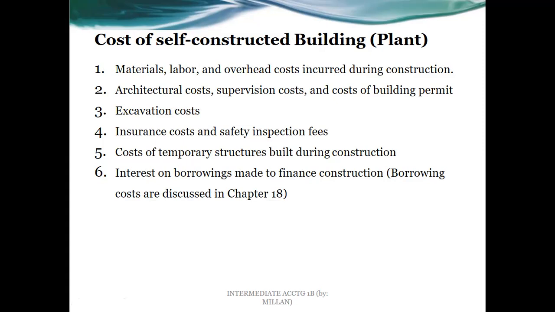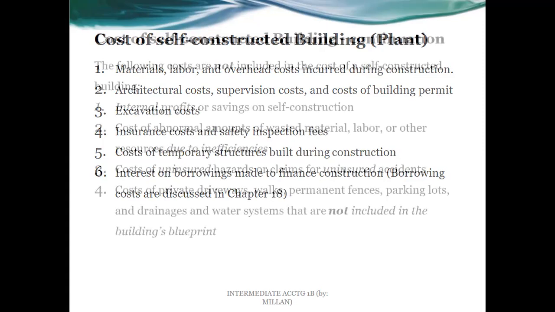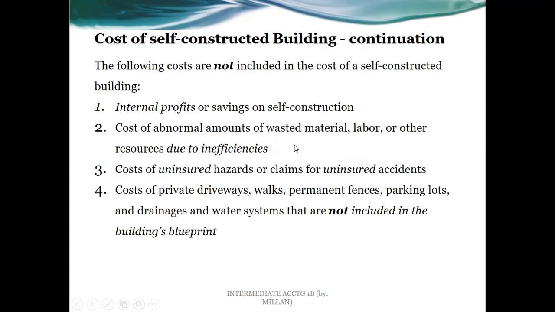Number 6 will be the interest on borrowings made to finance construction, which will be tackled in another chapter. But the focus of this one is when a certain entity borrows money for the purpose of constructing the building. Then, continuing, the following are not to be included as cost of a self-constructed building.